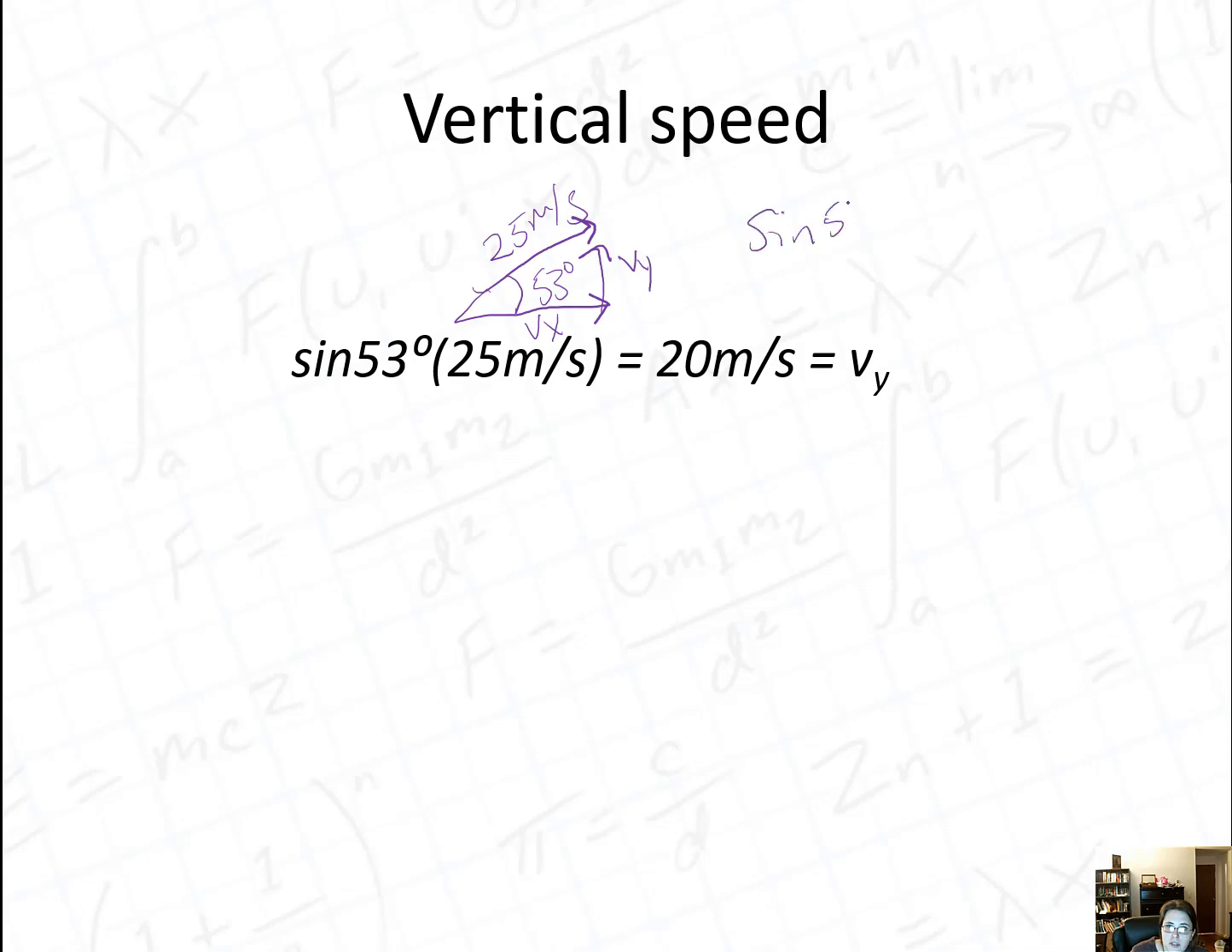So it's sine of 53 is equal to Vy divided by 25. And when we solve, it's 25 meters per second times sine of 53, and we get 20 meters per second for the velocity in the y direction. It would be the initial velocity in the y direction at the top.